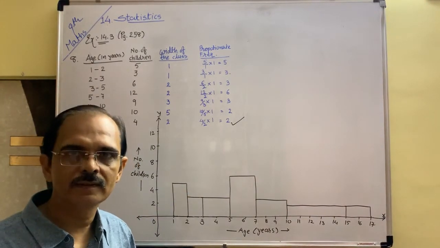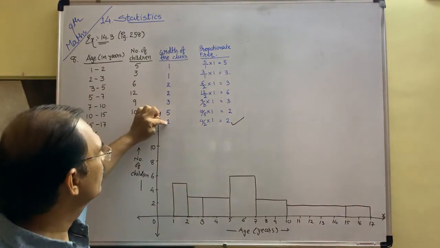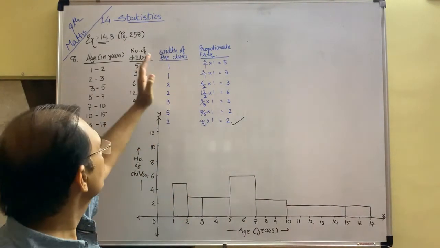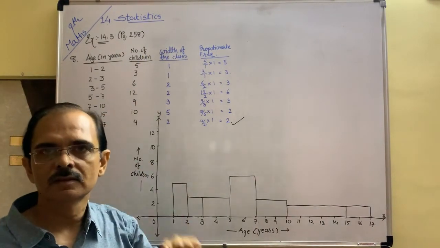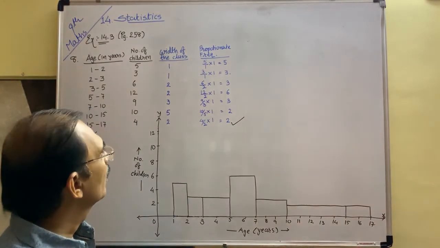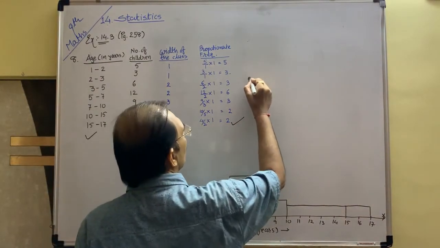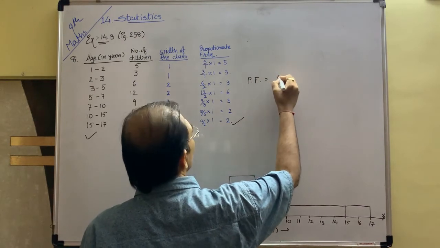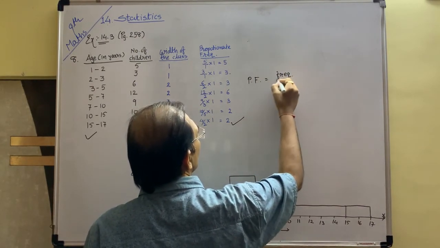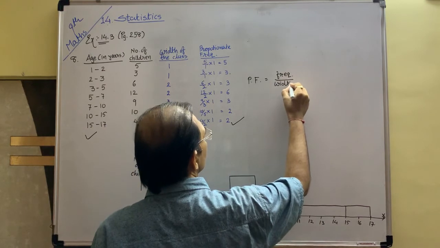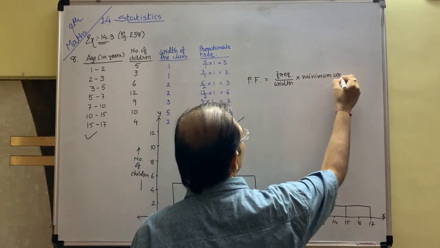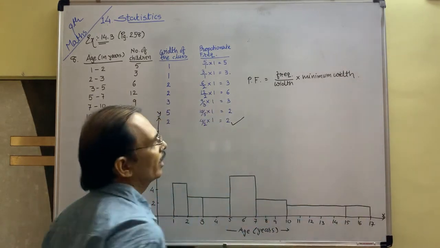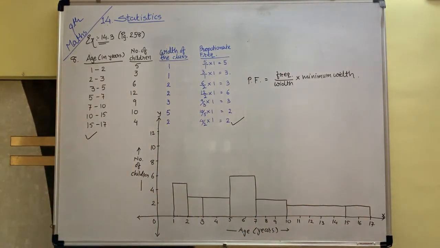Most important from your exam point of view, because you have to find the width and then the proportionate frequency, that is, frequency divided by width multiplied by minimum width. Okay, remember this. Proportionate frequency PF equals frequency divided by width of the class multiplied by minimum width. This is the formula. Okay, so write this down. Afterwards we will start the last question of this exercise, number 9.